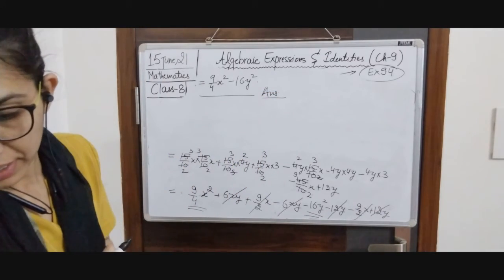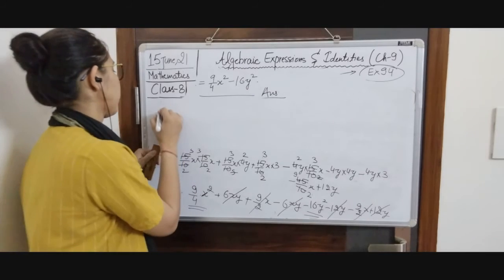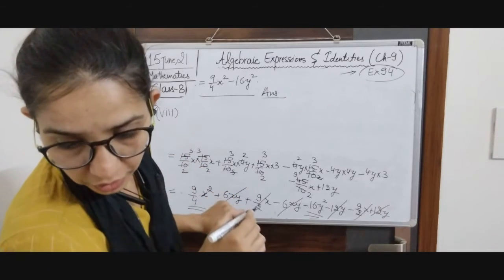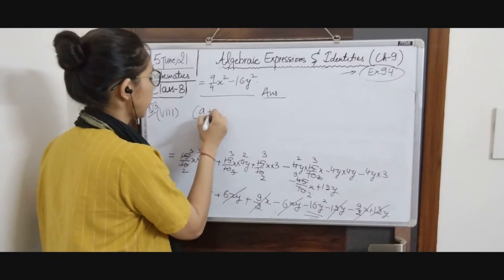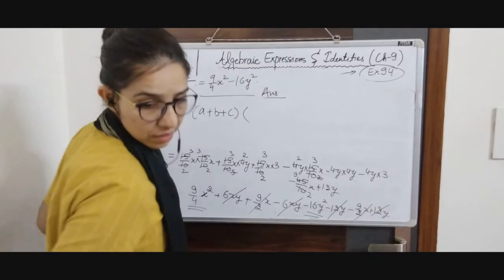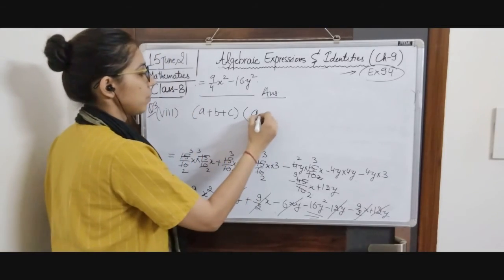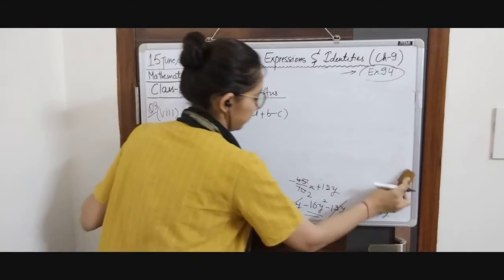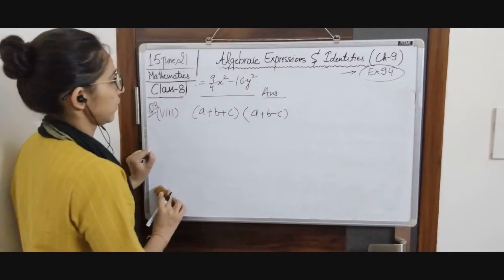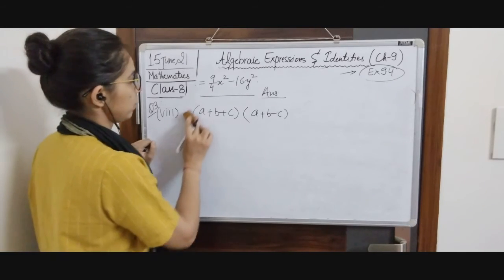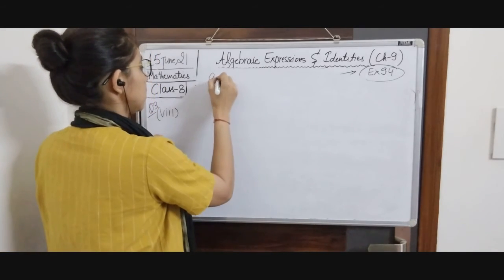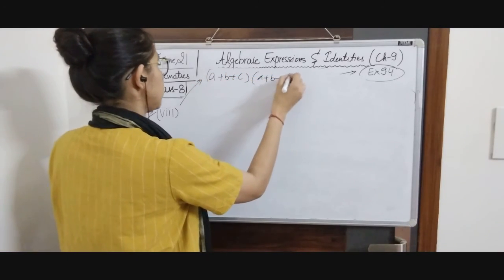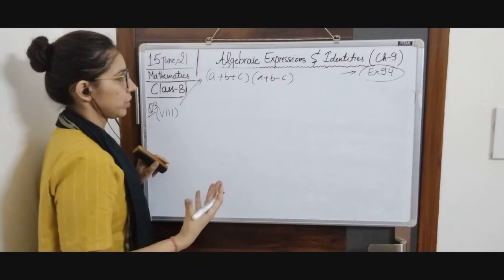Now the last part is part 8 of question number 3. This is also an important one. In it we have to do (a + b + c) into (a + b − c). In fact, I should do it here. a + b + c, a + b + minus c. Both are trinomials.